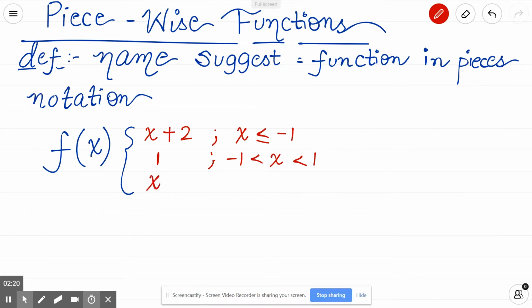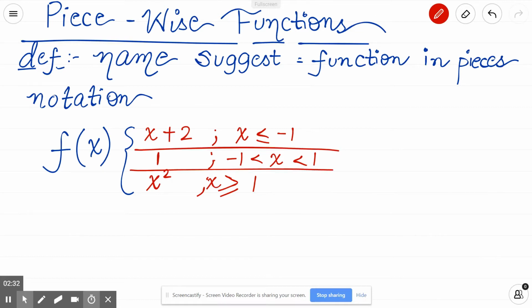Now let us look at what is the third piece of this function. X is greater than or equal to 1. So these are the three pieces of the given function. I repeat myself again, we are studying piecewise functions and we are looking at the different pieces of the function. So just to understand it better, this is the first piece of the function, second piece of the function, and third piece of the function.